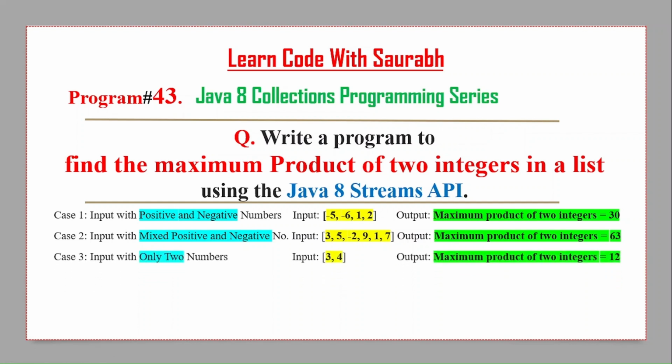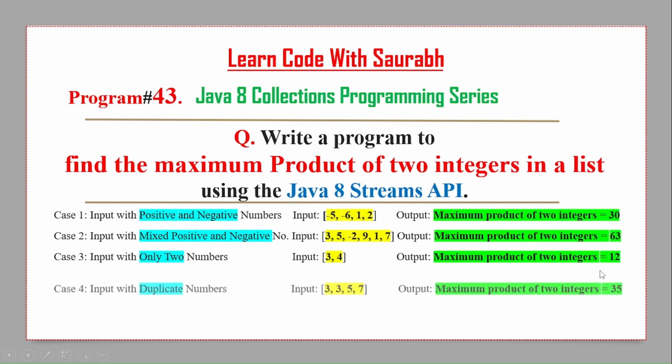And in the third case, we will take input with only two integers. If you see the question, find the maximum product of two integers, so we require at least two integers in a list. So in this case, we will get the result 3 multiplied by 4, and it will give 12.